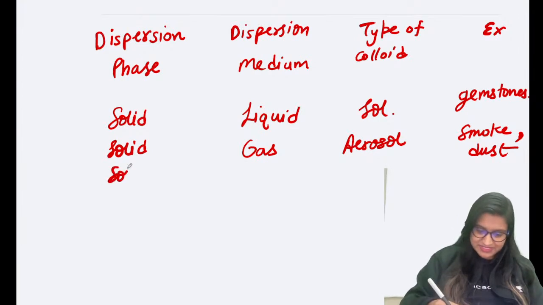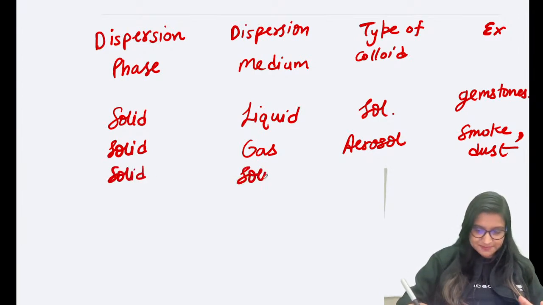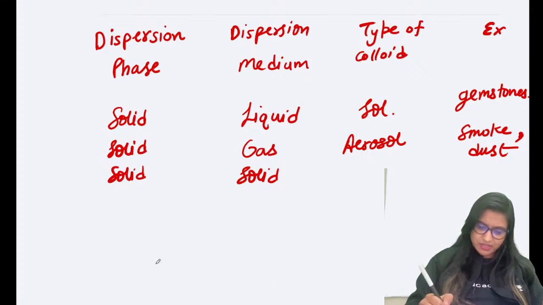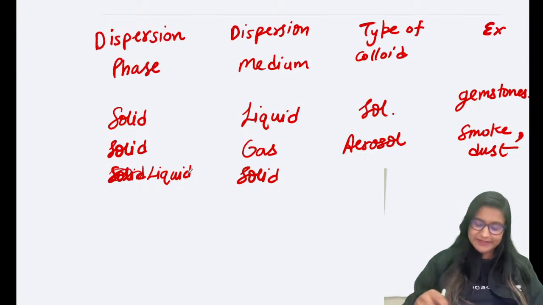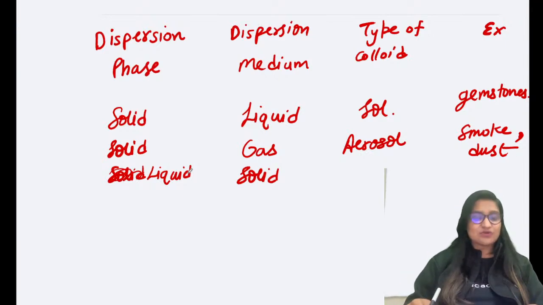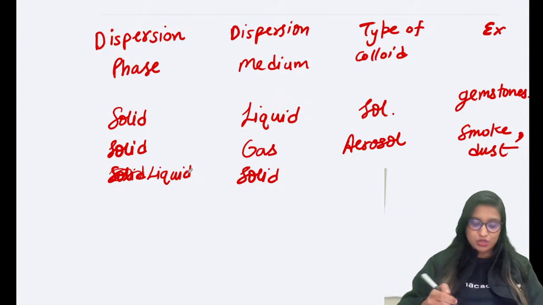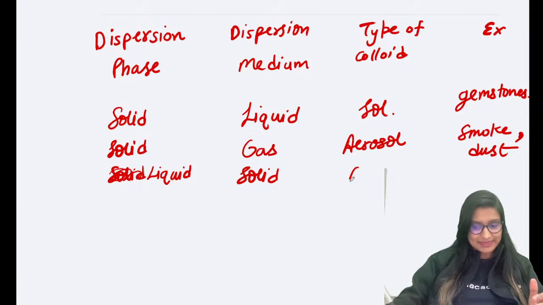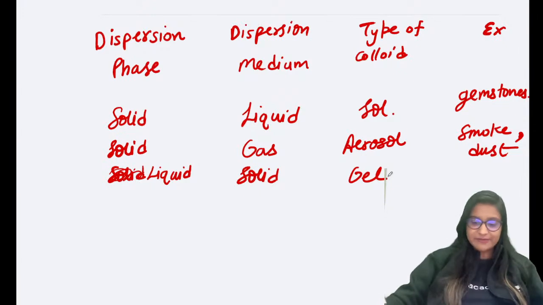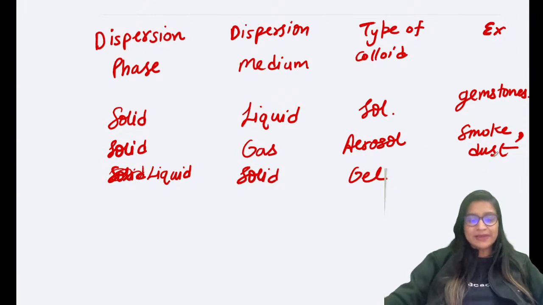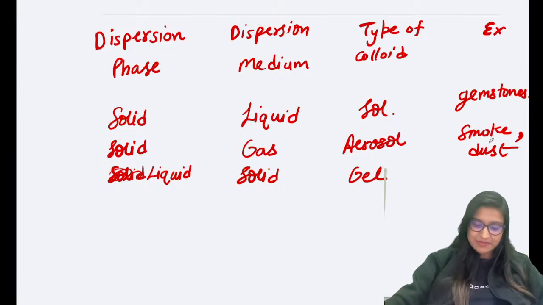When solid is present in solid, we don't take that. Okay, let's take liquid in solid this time. When you take liquid in solid, the type of colloid it forms is a gel. You have seen gels, even your hair gel you have seen, okay? So hair gel can be an example.